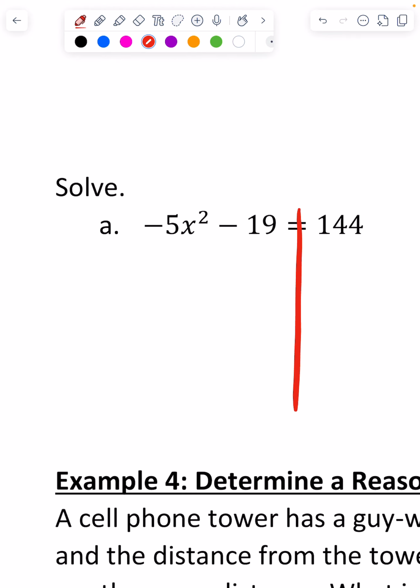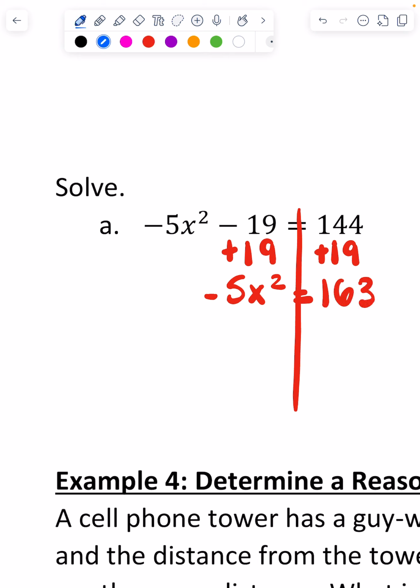All right, first step, we're going to get rid of the minus 19 by doing the opposite. Those 19s are going to cancel. We bring everything down. And here is what we're looking at. Let's go ahead and cross out those 19s. Perfect. All right, last step.